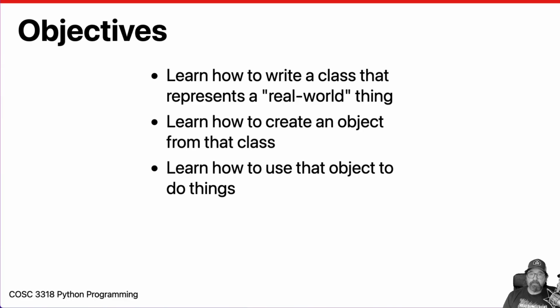Our objectives during this lecture are to learn how to write a class that represents a real-world thing, multiple classes, hopefully, because generally you can't get away with just one unless it's like a simple little homework problem. Then we'll learn how to create an object from that class. And then finally, we'll learn how to use that object to actually do things to make our program work.